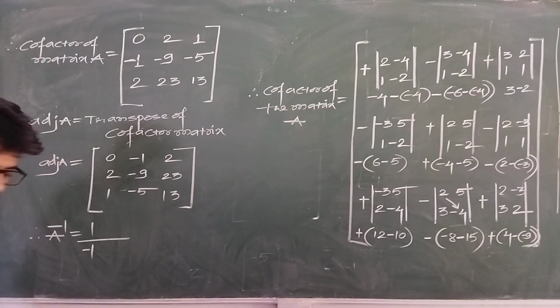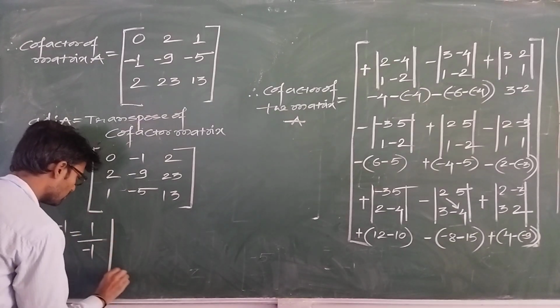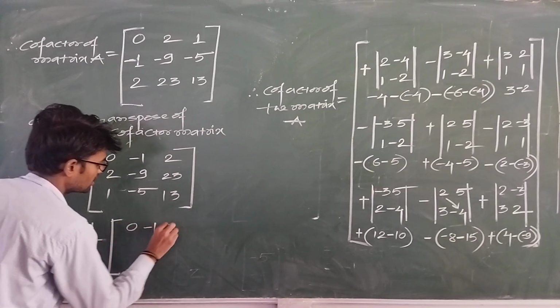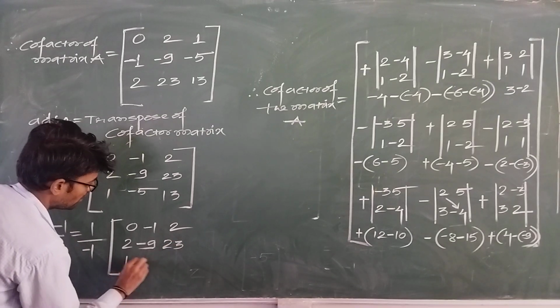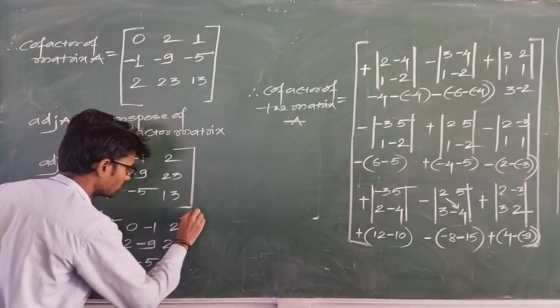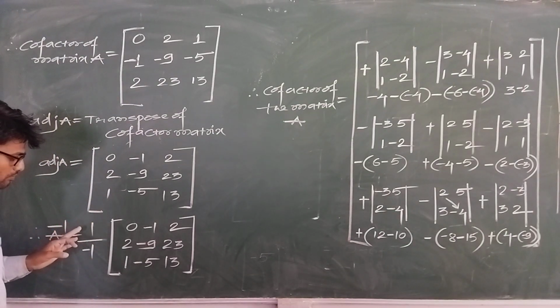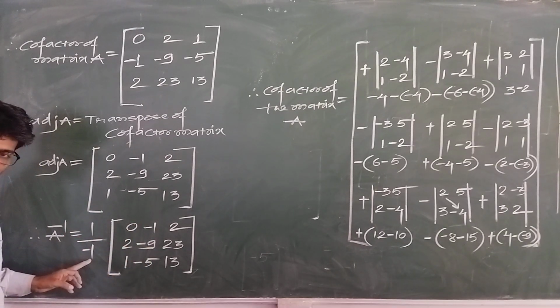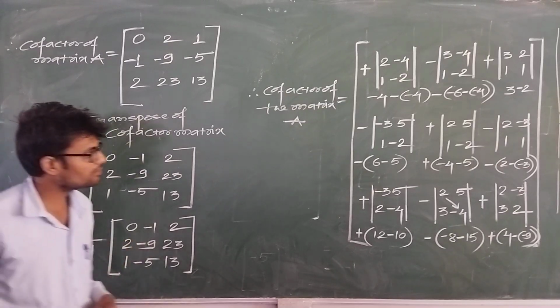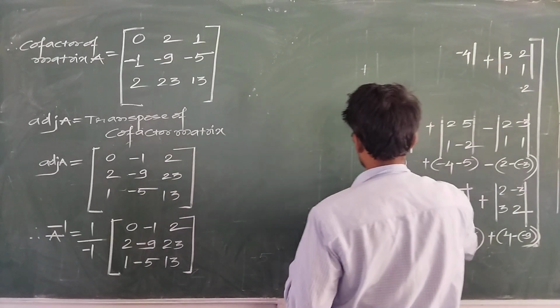Next, take the adjoint of A. You write it here. The adjoint of A is 0, minus 1, 2, minus 9, 23, and next 1, minus 5, 13. So you know 1 by minus 1 is minus 1. Now you multiply minus 1 to all the elements of the matrix. So therefore I will write A inverse.